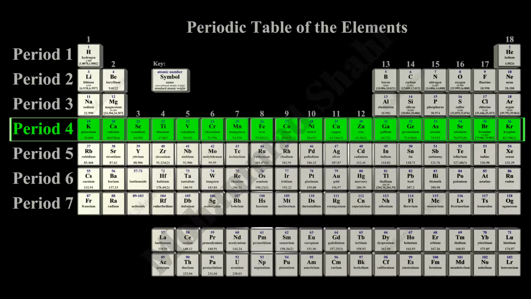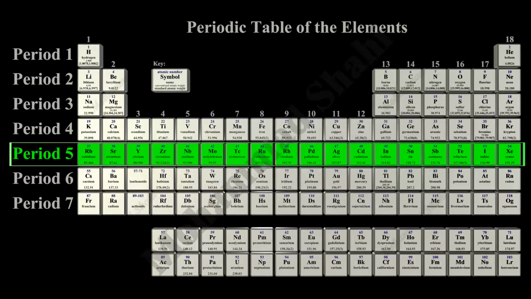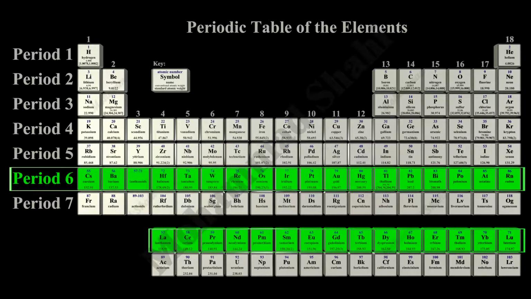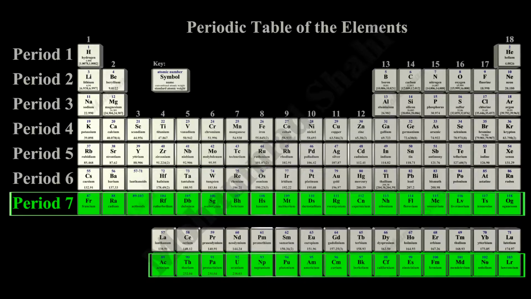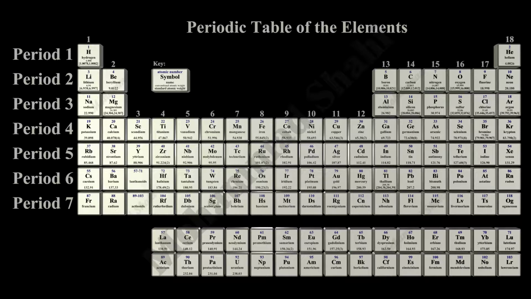The fourth period, or the period 4, containing 18 elements. The fifth period, or the period 5, containing 18 elements. The sixth period, or the period 6, containing 32 elements. The seventh period, or the period 7, containing 32 elements, where atomic number increases from left to right in each period and from top to bottom across periods.